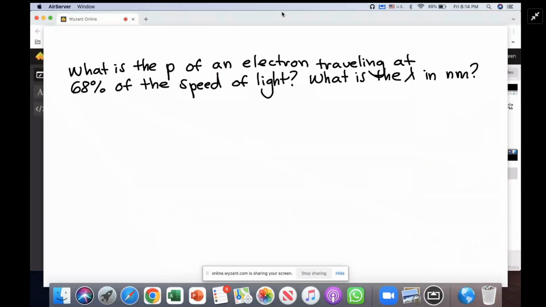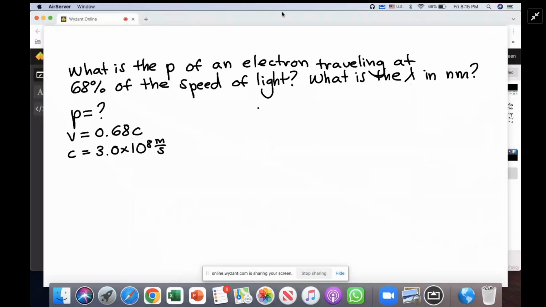And to do that, what I'm going to do first is list the information given and any other information I might need. So it says, what is the momentum? So I'm going to go ahead and write, that's what we're looking for, of an electron traveling at 68% the speed of light. So that tells me that the velocity is 0.68 c, where c represents the speed of light. And you can look up that value. It's typically listed as 3.0 times 10 to the 8th meters per second.